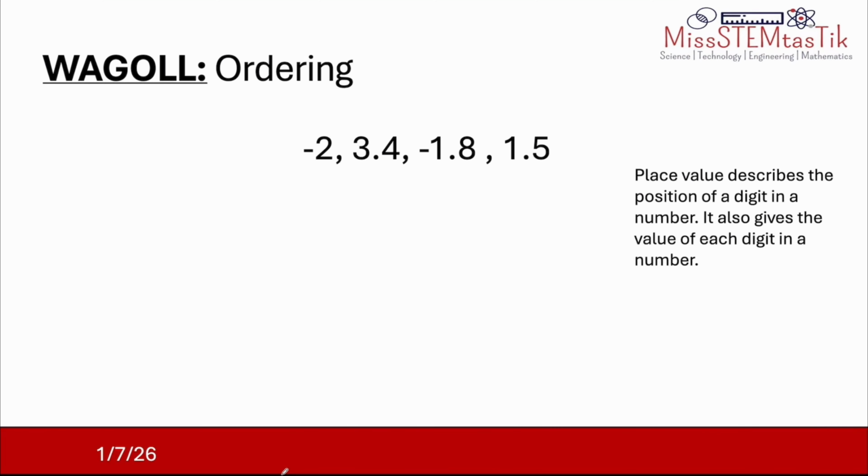Okay, let's go through an example. Here I'm going to order these numbers in ascending order. I have negative 2, 3.4, negative 1.8, and 1.5. The first thing I'm going to do is draw out a number line. I think it's good to be able to visually see the placement of each of these numbers.